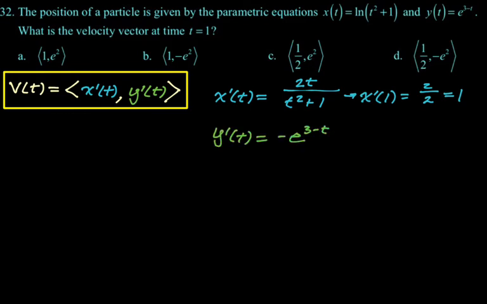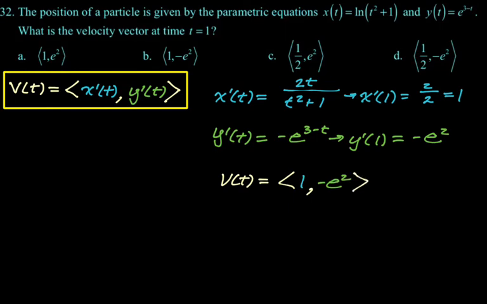Y prime is another chain rule problem. So the derivative of e to the 3 minus t is going to be e to the 3 minus t times negative 1, or negative e to the 3 minus t. Evaluated at 1 gives us negative e squared. That was hard to say. I just wanted to say t again for some reason. And so my velocity vector, sorry, I wrote v of t. This should be v of 1. V of 1 is 1 comma negative e squared.